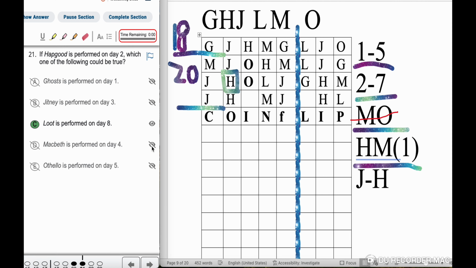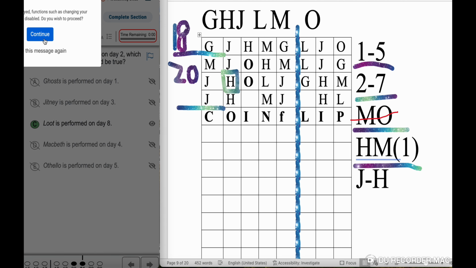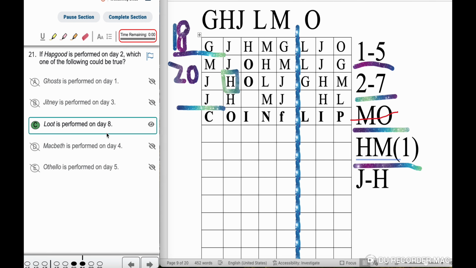Process of elimination, and also the coin flip was able to give us choice L. So let's see if we're correct, and the answer is going to be C. L is performed on day 8. I hope that trick helps you out with the coin flip, just a fast way to see which possibility is an option.